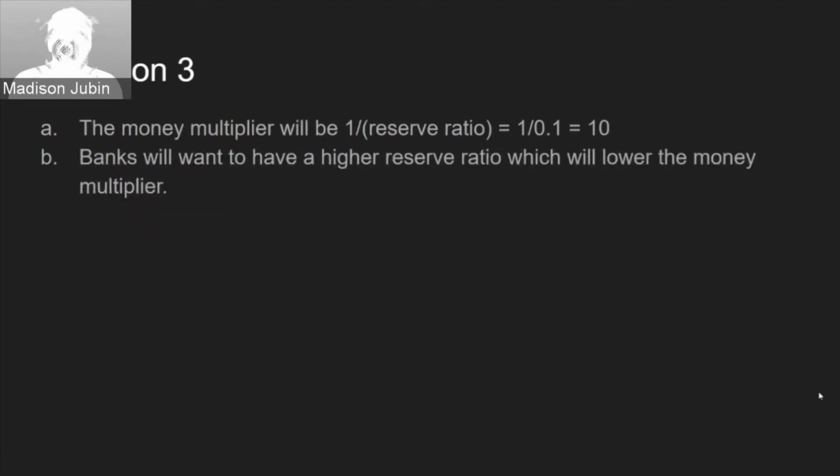For 3A, the money multiplier in this case will be 1 over the reserve ratio, which is going to be 1 over 0.1, which will equal 10. For 3B, banks will want to have a higher reserve ratio because as people visit ATMs more often, they will want to keep more reserves. This will lower the money multiplier.